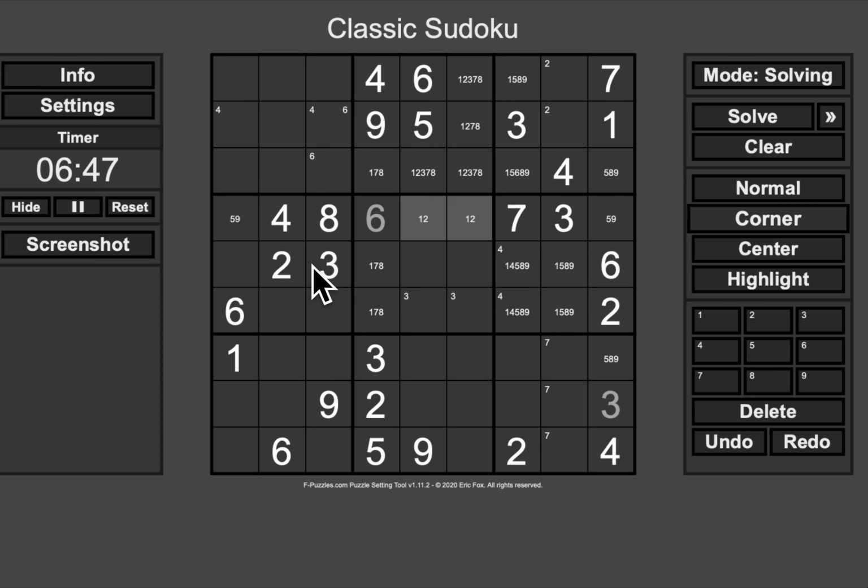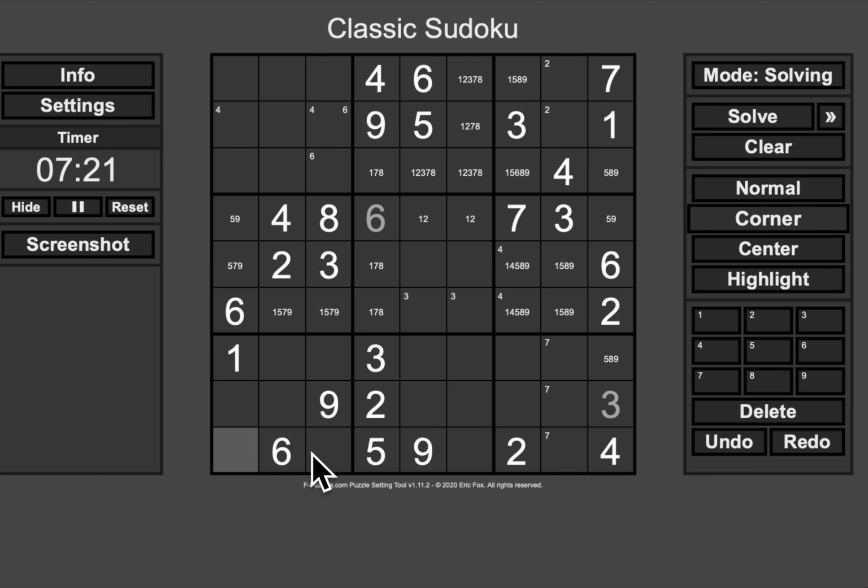Let's see. 2, 3, 4, 6, 8 says 1, 5, 7, or 9 in this box. Now I want to center it, not corner it. This is not 1. And the rest of these, we barely know anything about. Let's see, what else do I have a lot of digits filled in?